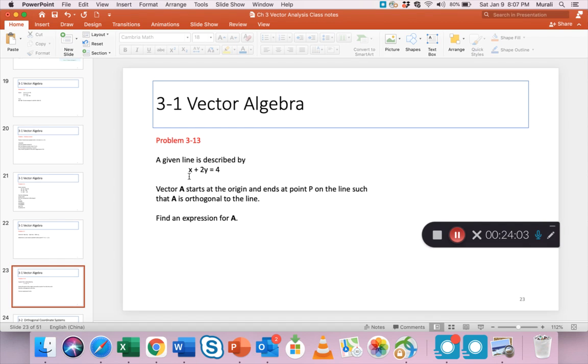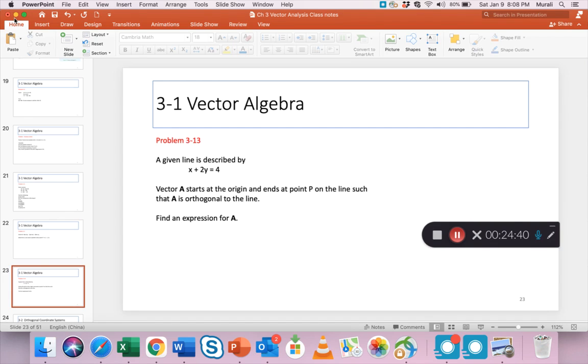So a given line is described by this equation. Now vector A starts at the origin and ends at a point P on the line such that A is orthogonal to the line. Orthogonal meaning perpendicular. So if you draw a line from the origin to meet this other line given, and if they meet at a point where the angle between them is 90 degrees, perpendicular, then find an expression for that vector which begins at the origin and ends on this line.